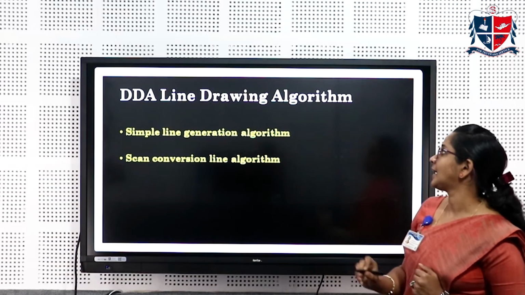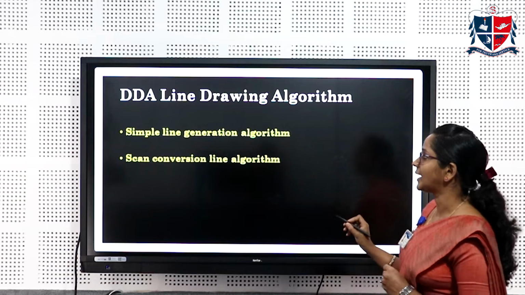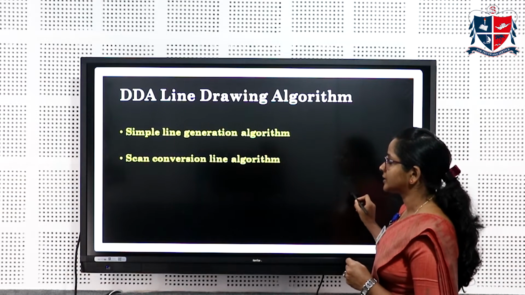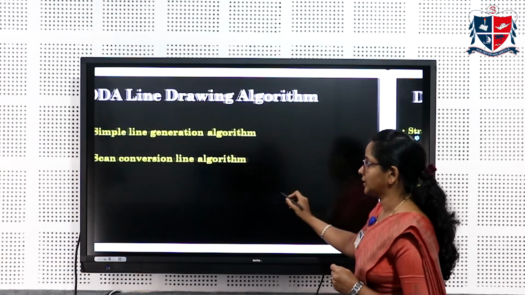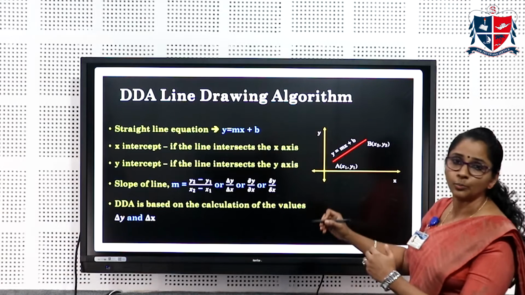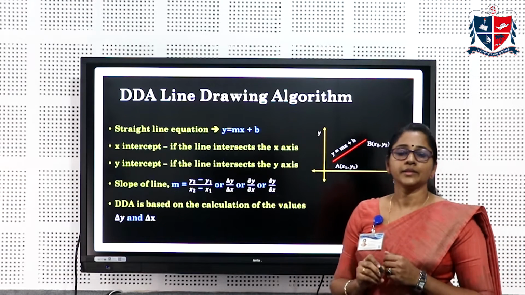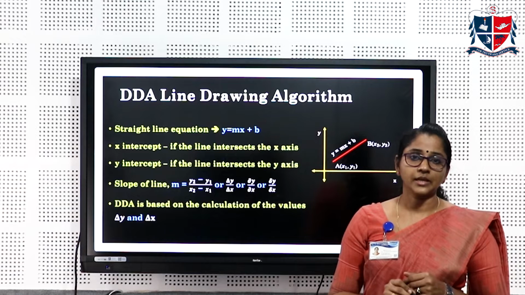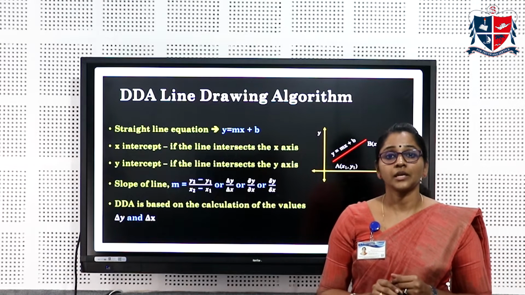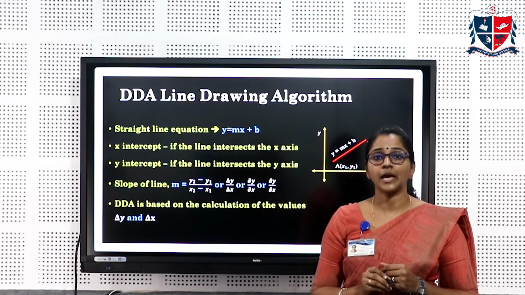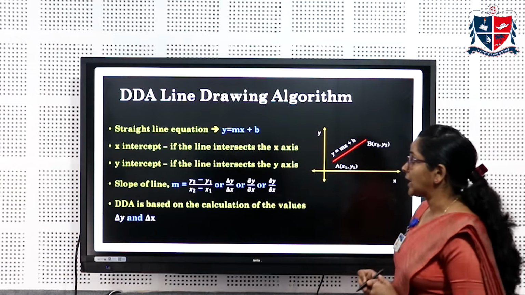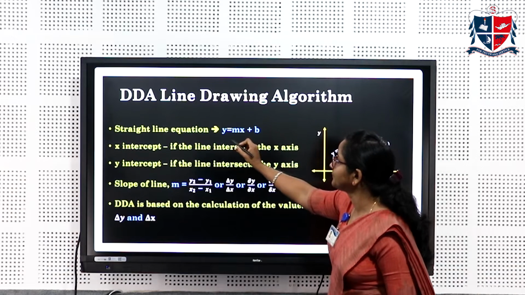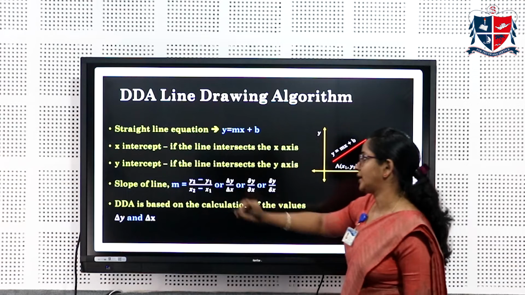Now, DDA line drawing algorithm. It is a simple line generation algorithm and it is also a scan conversion line algorithm. Moving on to more details regarding this DDA line drawing algorithm, it focuses on the straight line equation y equals mx plus b, where b is the y-intercept.